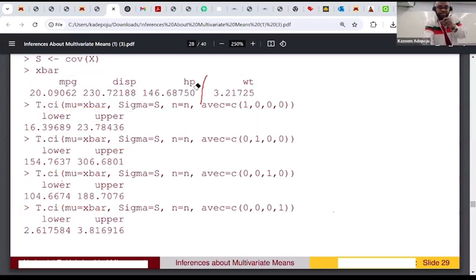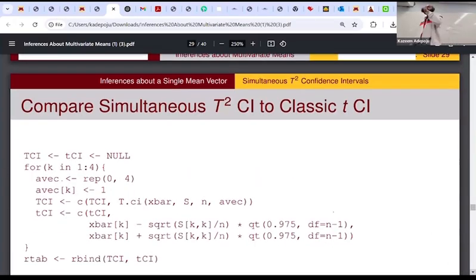Now, I just showed you that. But the next thing I want to talk about is, can we have a way to compare the two forms of confidence interval that I've discussed? Don't forget, I started with a classical T confidence interval where I did not square the T.